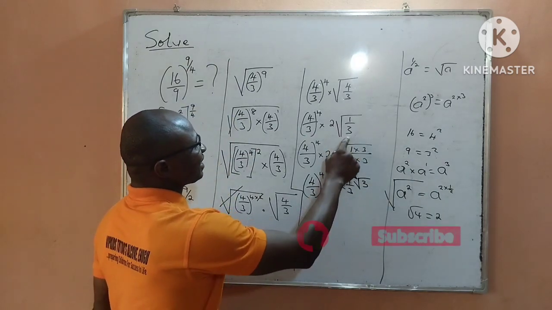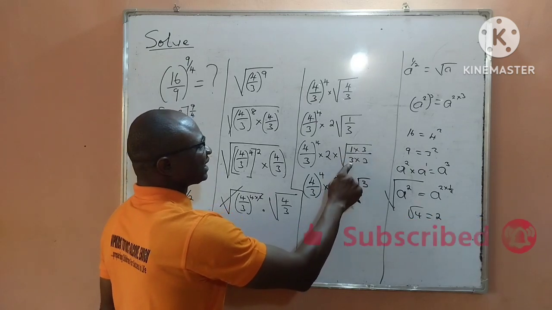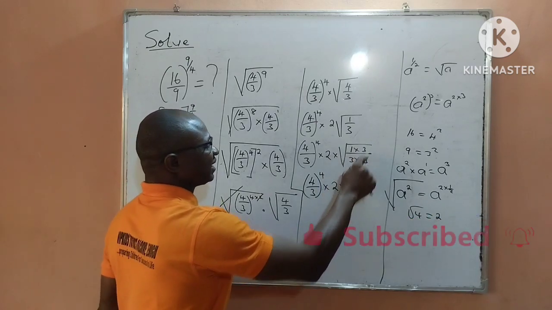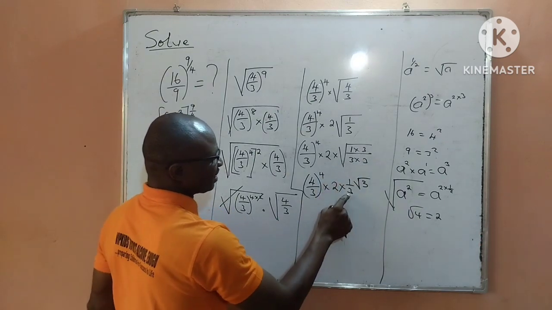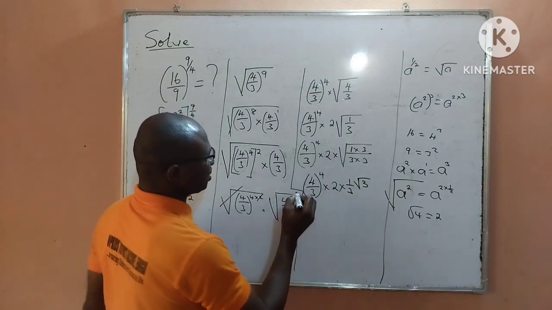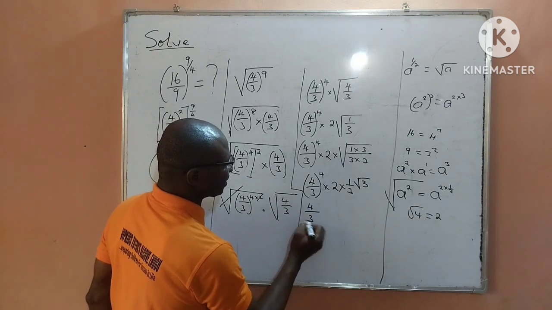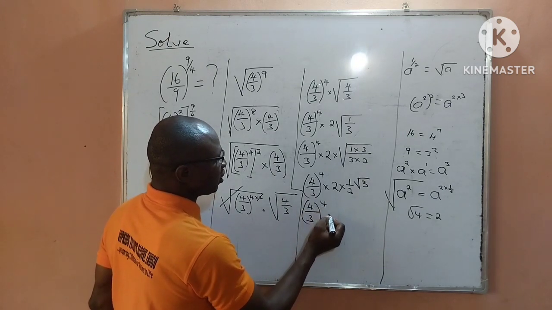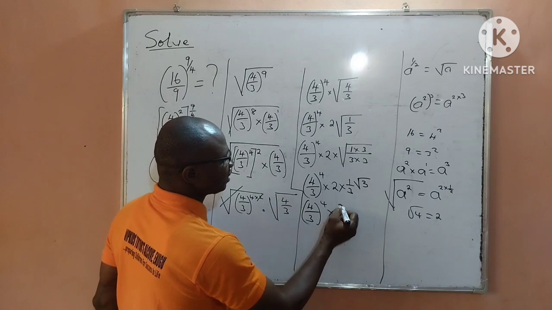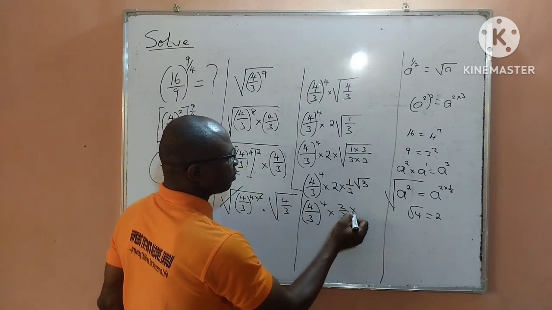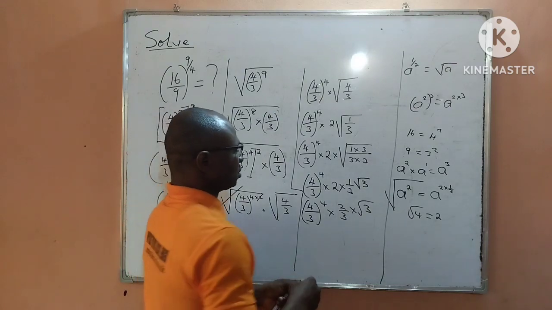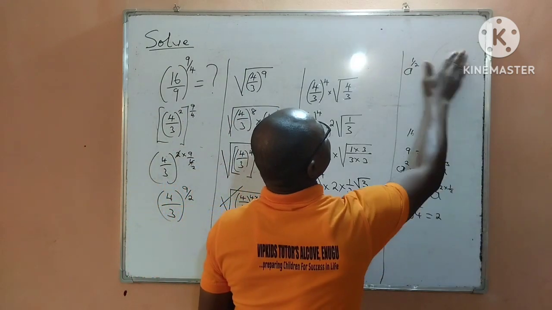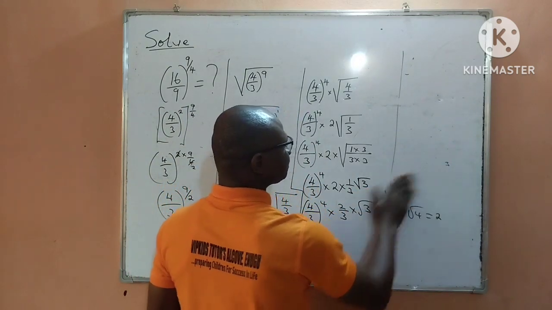1 over 3 is the same thing as 1 times 3 over 3 times 3. And the 1 times 3 is 3. Then 3 times 3 is 9, and square root of 9 is 3. What we now have is 4 all over 3 raised to the power 4 multiplied by 2 all over 3 multiplied by square root of 3. We are done.